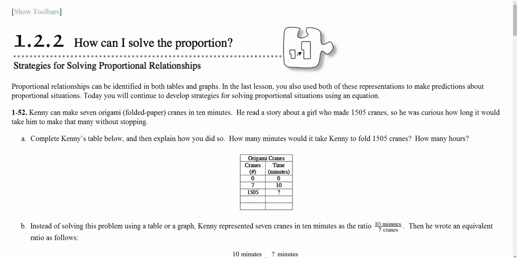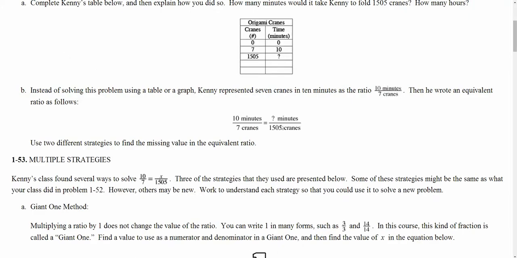So when you get a really large proportion like that, one way you can make your life easier is by making a ratio, which is what Kenny does here. So Kenny makes a ratio and says, well, in 10 minutes, I can do 7 cranes. So I don't know how many minutes it will take, but I'll put that over 1,505 cranes. Then all I gotta do is solve this ratio. And we have 3 strategies we're going to talk about to tackle this. The first one is the giant 1.